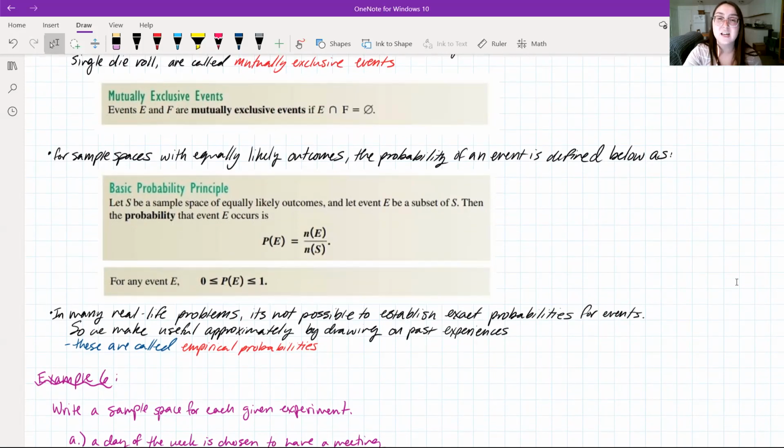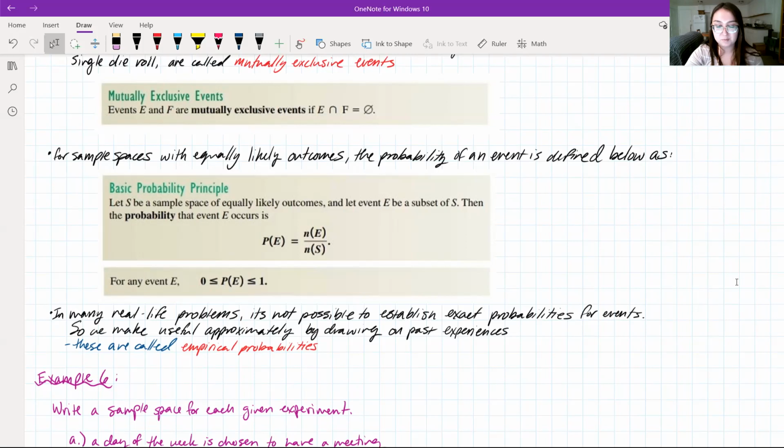So for any event E, we see that our probability of event E is always going to be between 0 and 1. If we want to think about it in percentages, that would be a 0% outcome and a 100% outcome. So you can't have less than 0, can't have more than 1.